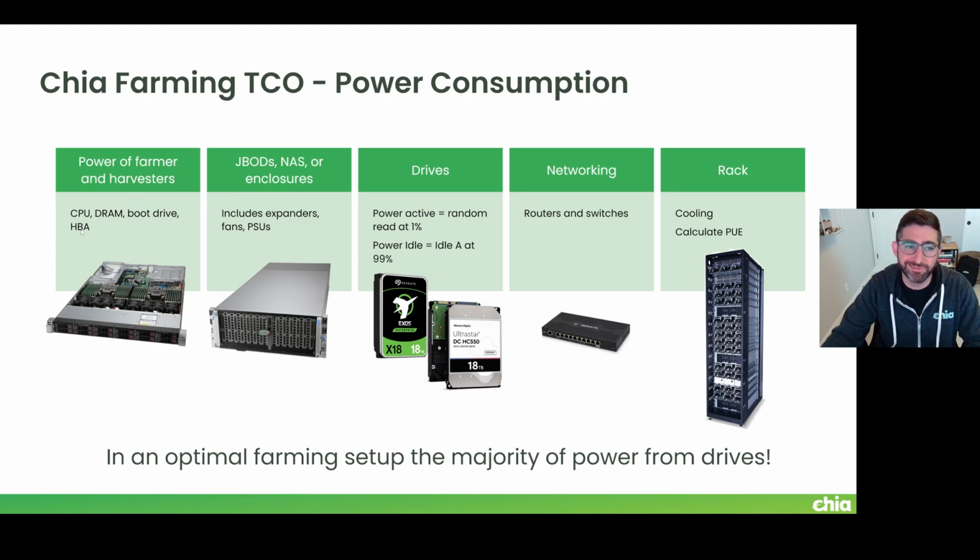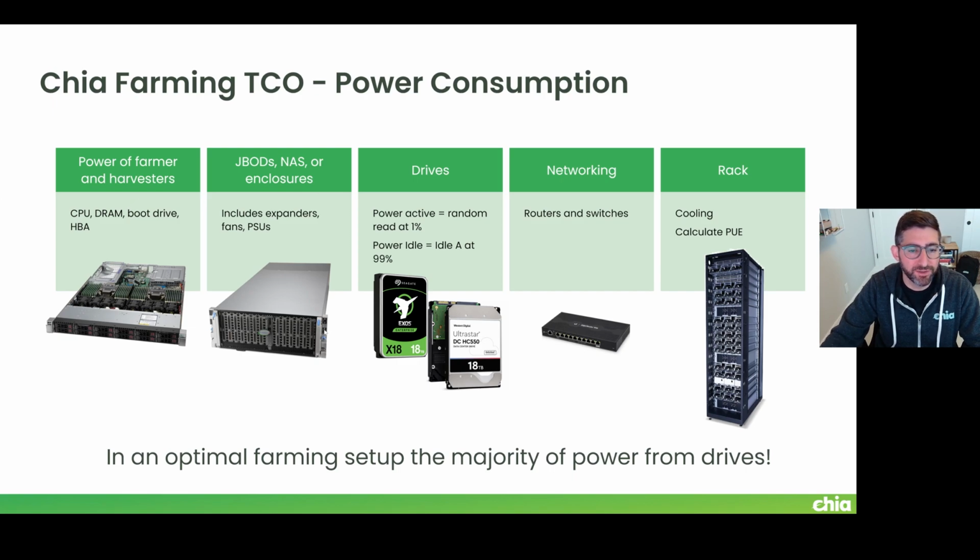So this will include CPU, DRAM, boot drive, HBA. If this is a desktop, it's just the power of your desktop. If it's a Raspberry Pi, it's the power of the Pi. So it's just whatever you're using to actually use as the farmer. Now, the good thing is that farming doesn't take very much CPU utilization. So if you're building a dedicated farmer, you want to build something that has very efficient CPUs that can go into these idle states on the CPU as well, because farming is only going to be about 1% CPU utilization, even on a modern CPU. So you generally don't need anything super fancy.